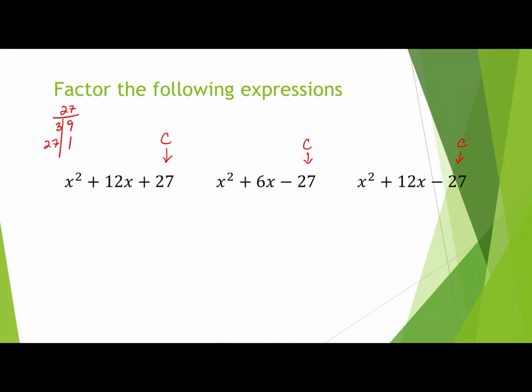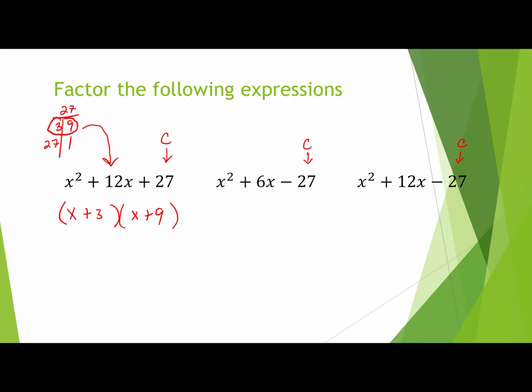So for this first one, I know that 9 plus 3 will give me 12 when I add them. So this becomes really easy to factor if I just list those as x plus 3 and x plus 9. And again, you could reverse those, it doesn't matter.